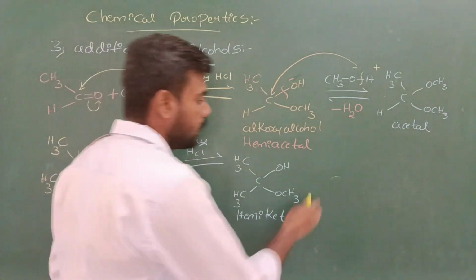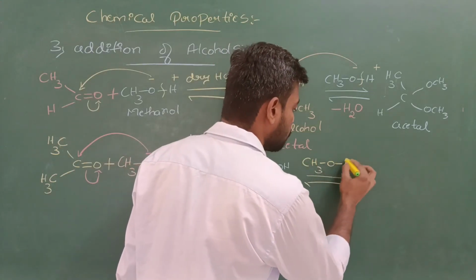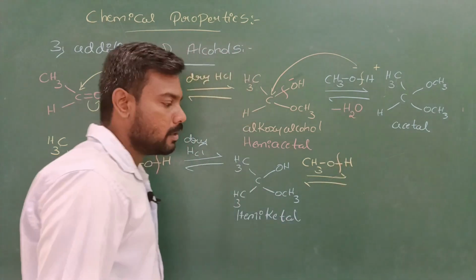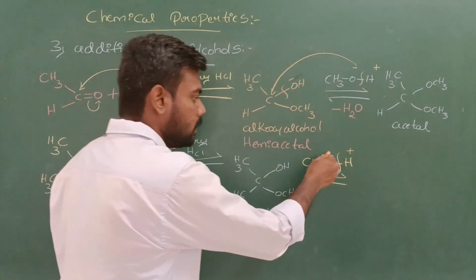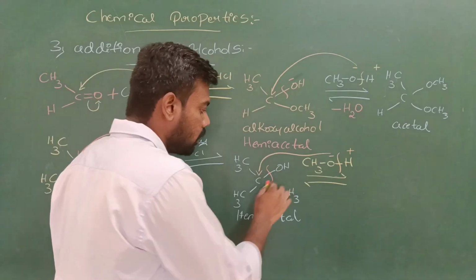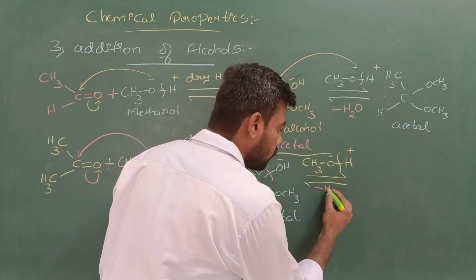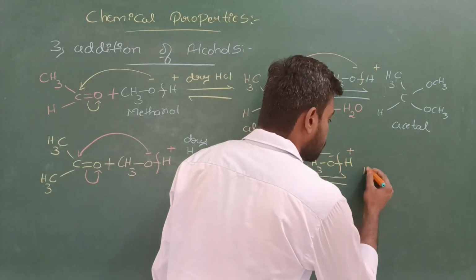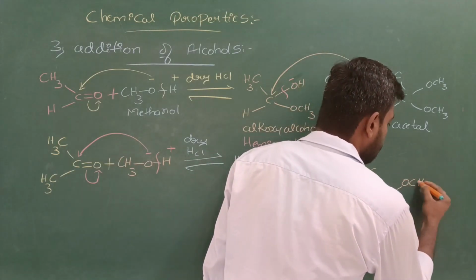Hemiketal reacts with methanol, that is a monohydric alcohol. The bond between the oxygen atom and the hydrogen atom will break here. Oxygen carries negative charge, hydrogen carries positive charge. This methoxide ion attacks the electropositive carbon atom. The bond between the carbon atom and the hydroxyl group will break and there will be a removal of a water molecule to form a compound known as ketal.